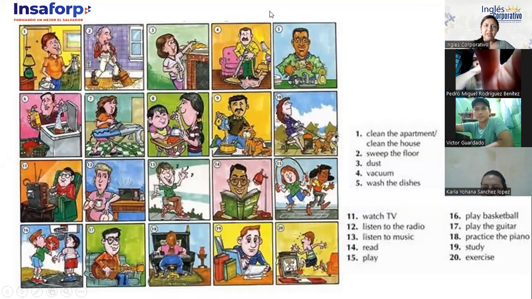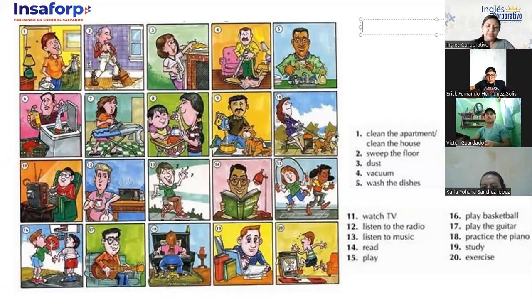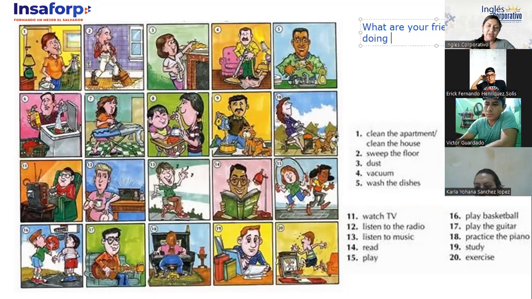Ahora, ¿qué vamos a hacer? Vamos a hacer aquí un ejercicio de escritura, writing exercise, about my friends. What are your friends doing? Or family, okay? What are your friends or family doing right now? Okay, and you will say, what time is it? What time is it right now? What time is it?